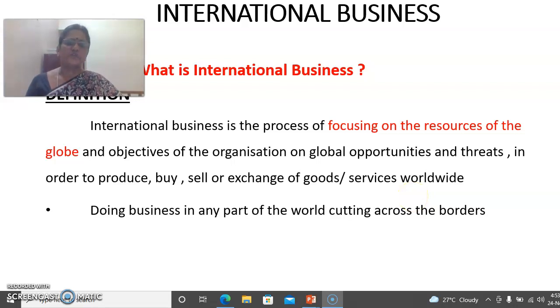International business. What is international business? International business is the process of focusing on the resources of the globe and objectives of the organization on global opportunities and threats in order to produce, buy, sell or exchange goods and services worldwide. In short, we can say that international business is doing business in any part of the world, cutting across the borders.